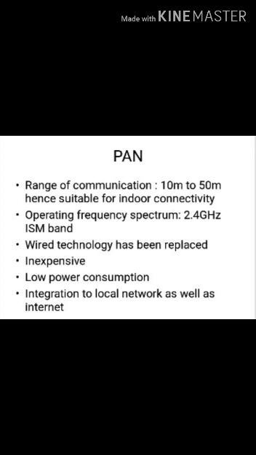Different features related to personal area networks are: range of communication, 10 meters to 50 meters, hence it is suitable for indoor connectivity. Operating frequency spectrum is the 2.4 GHz ISM band. Wired technology has been replaced. It is inexpensive, has low power consumption and integration to local networks as well as the internet. This is the personal area network.